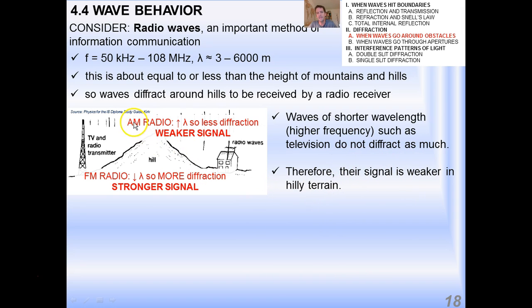Okay? So again, AM radio has a longer wavelength. So less diffraction, and so there's a weaker signal. FM radio has a shorter wavelength, so there's more diffraction. Okay, remember, AM radio has a lower frequency than FM radio.